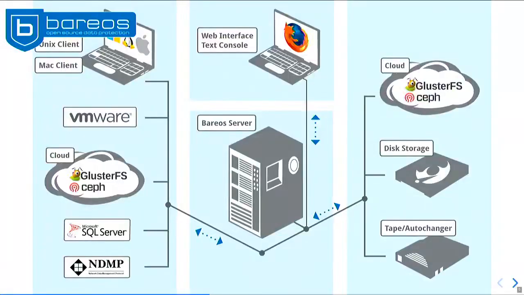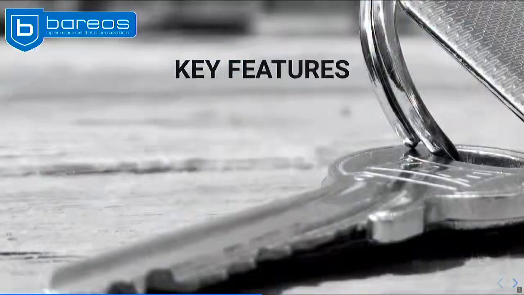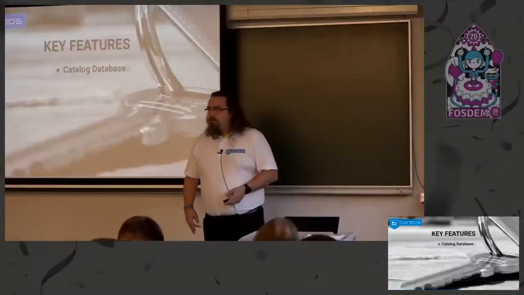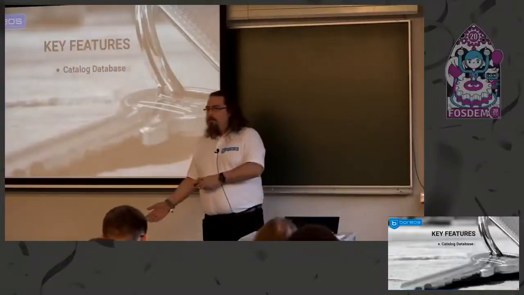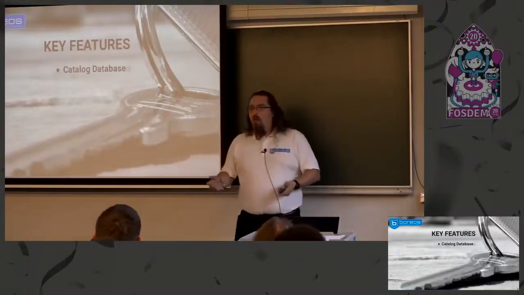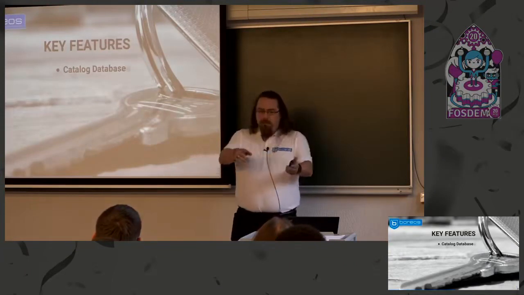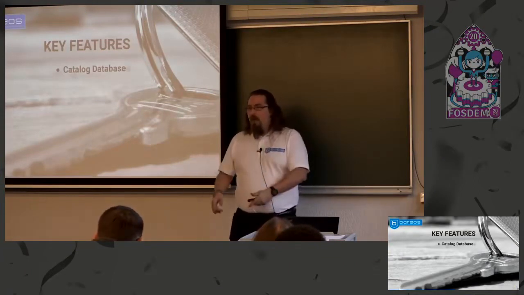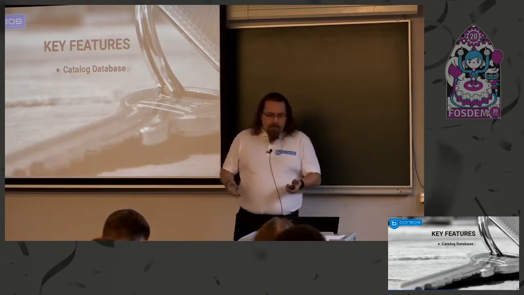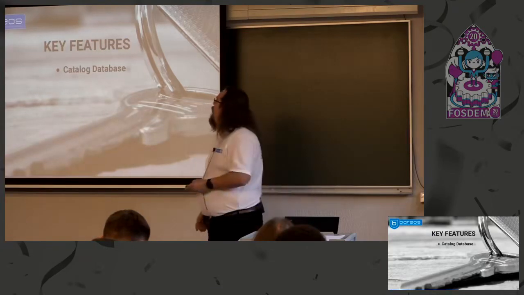What are the key features? Or what do I believe are the key features of Bareos? First of all, the catalog database. So for a lot of the simpler backup systems you find around, you can take backups, you can restore them. But you have no way to say like, okay, what backups of that file on that server in that directory do I have and where are they stored? So that's one of the great strengths I believe Bareos has.